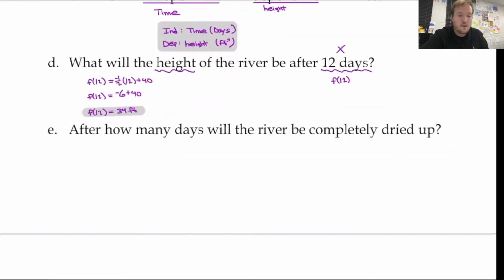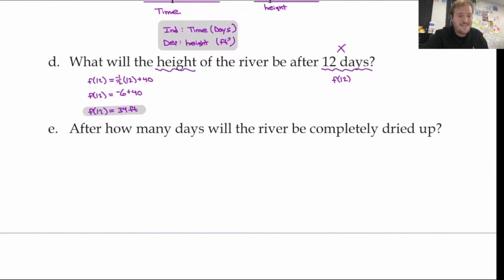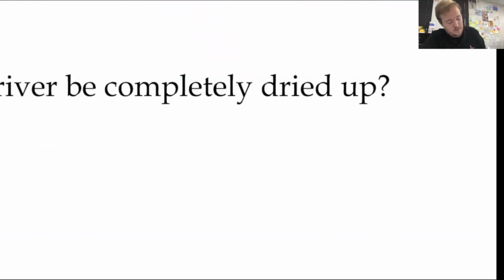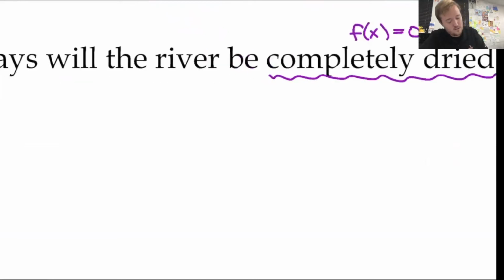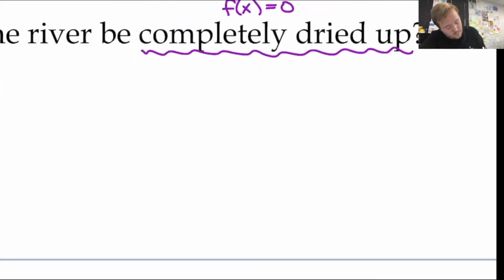Okay. And now it's going to ask, after how many days will the river be completely dried up? So when I say completely dried up, this is saying when the height is going to be 0. So in this case, they're giving us a y value and they want us to find an x value. So what that means is now I want to find when is that function going to be equal to 0.